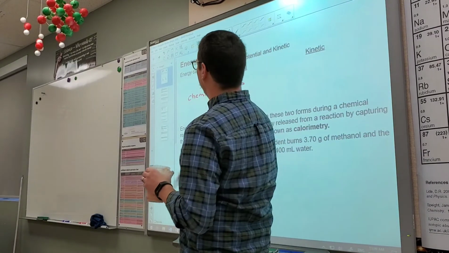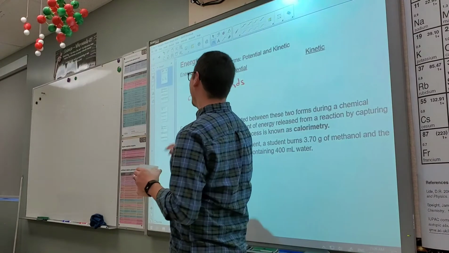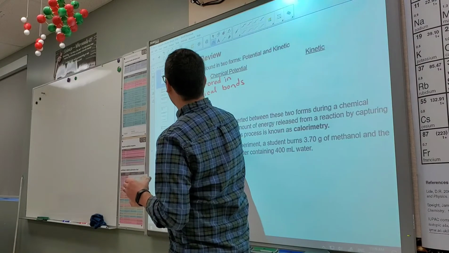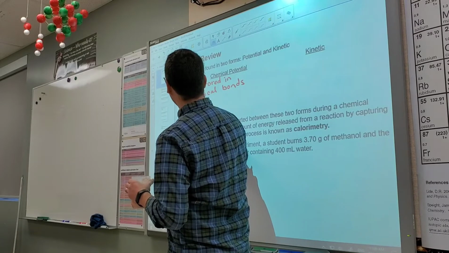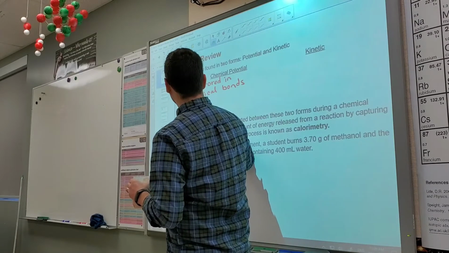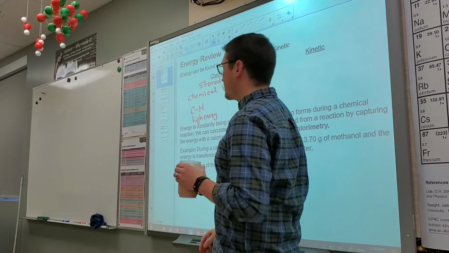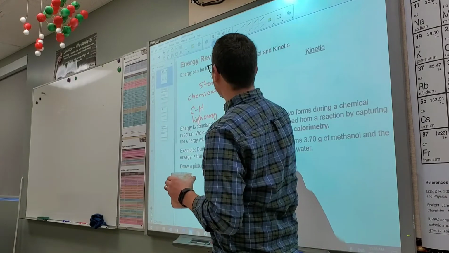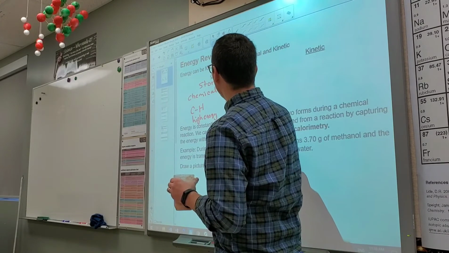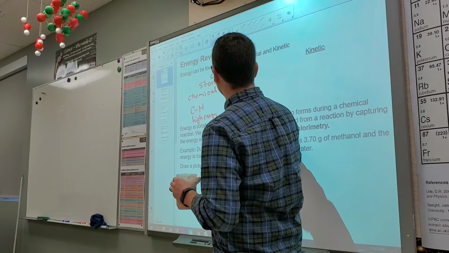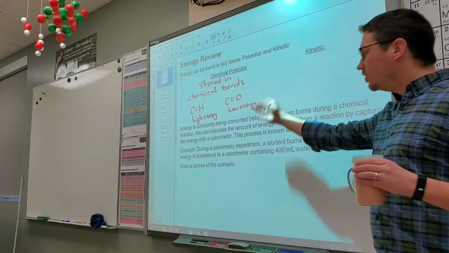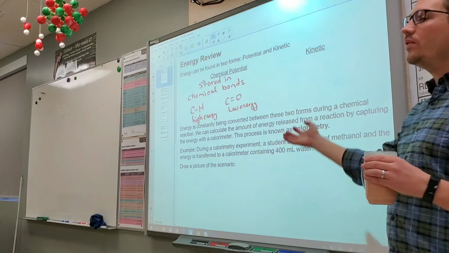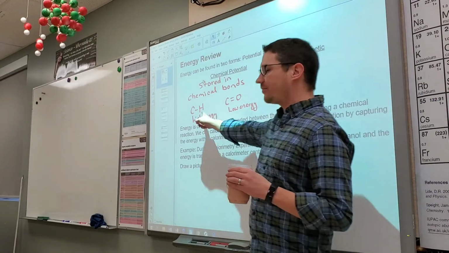That vacuum must suck. So, for example, a carbon-hydrogen bond is high energy, whereas a carbon-oxygen double bond is super-duper low energy. Now, you don't have to know that, but you have to know that there's a difference.